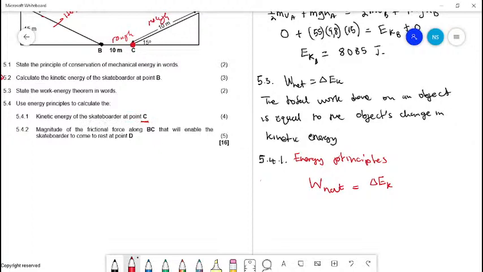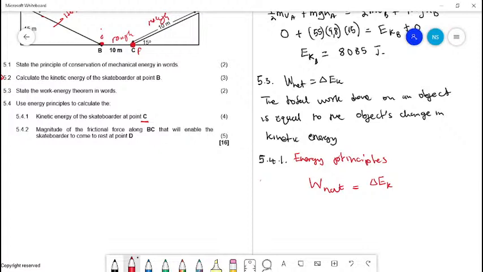So when we apply this formula, W net equals change in EK, it means that we're going to look at point B and point C. Point B will be our initial point and point C will be our final point. So if we can get the EK final, it means that we have the kinetic energy at point C. So this is what we're going to do. Now we simply substitute our formula.